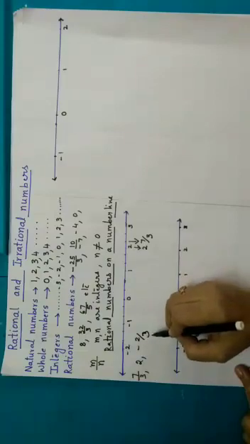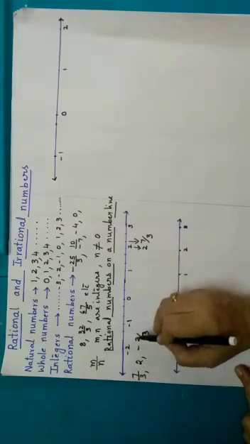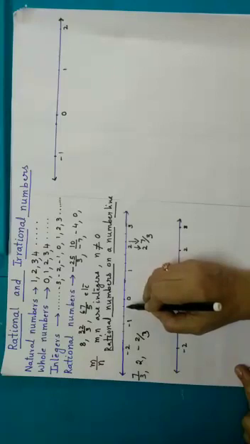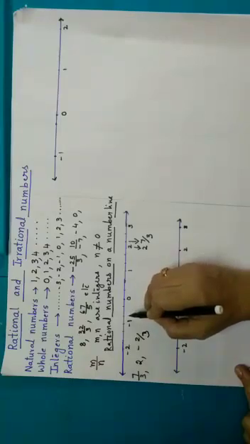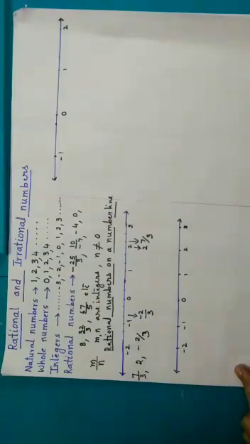Where is minus 2 upon 3? Minus means negative, so it will be on the left side. Go from the left side of 0. Minus 1 upon 3, minus 2 upon 3. So this will be minus 2 upon 3. This way we can show the rational numbers on a number line.